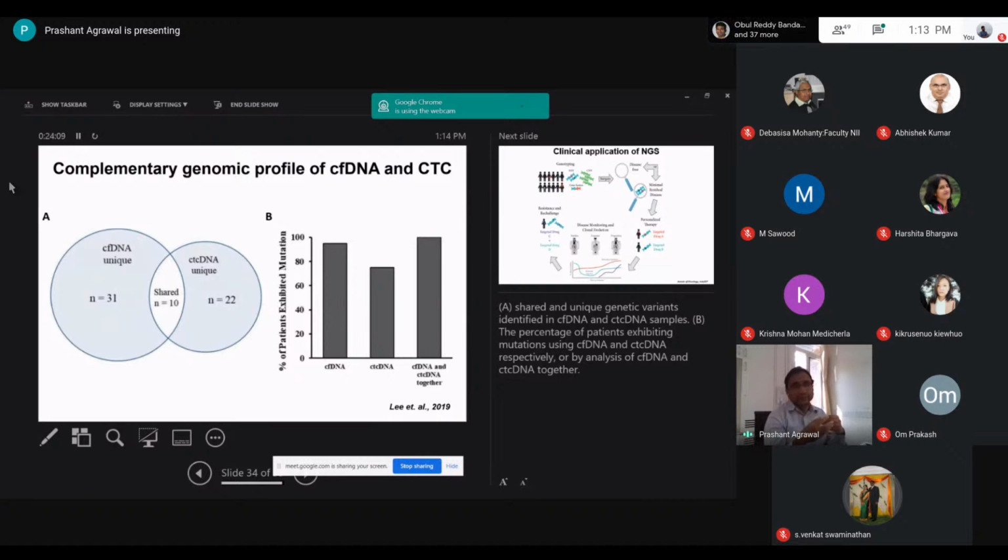Do you think it will accumulate information which we may miss using either CTCs or ctDNA alone? And this is what they have done, and you could see that combining the data from CTCs and ctDNA may give hardly any benefit, but more or less you would be good using either of the DNAs for all downstream analysis.